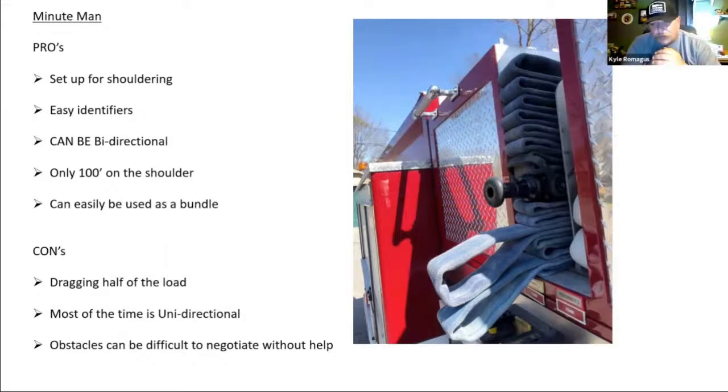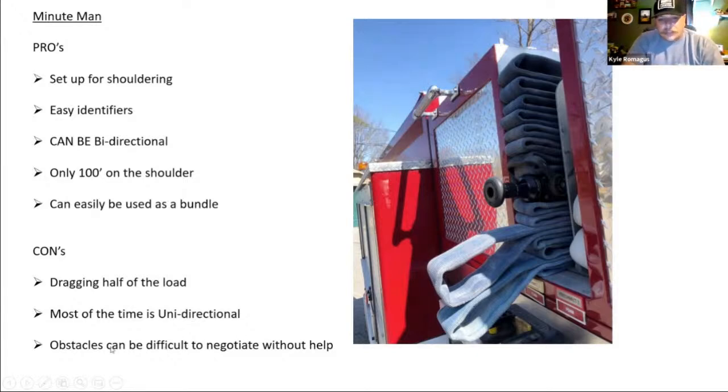Most of the time it's unidirectional, being a traditional Minuteman here in this setting without the nozzle on top. This is a unidirectional load, meaning I can only pull it off of one side of the rig, which is most likely why you have this second pre-connect on this rig facing out the other side, because this particular Minuteman is a unidirectional load. It can be bi-directional if you choose to do so.